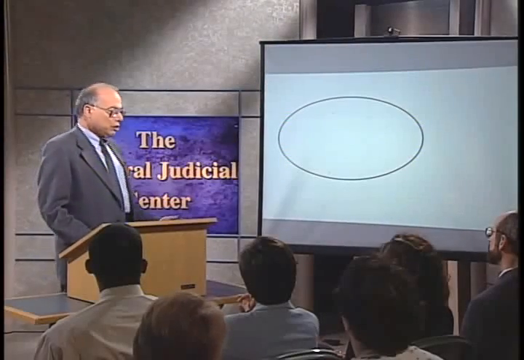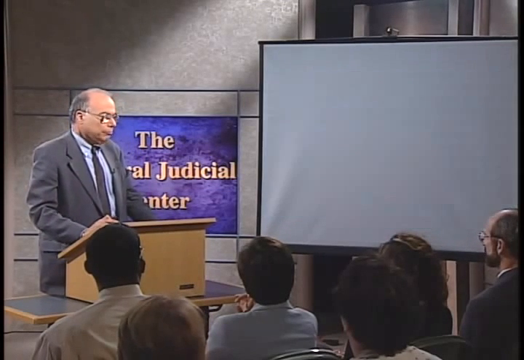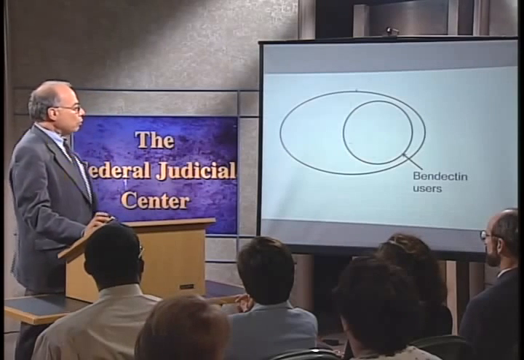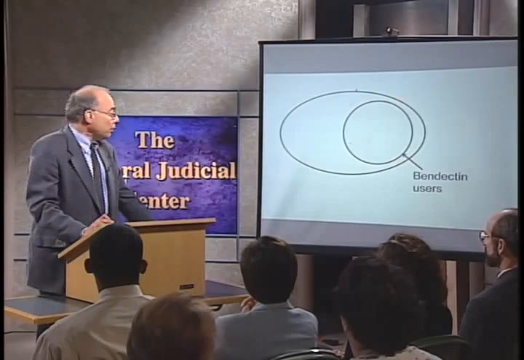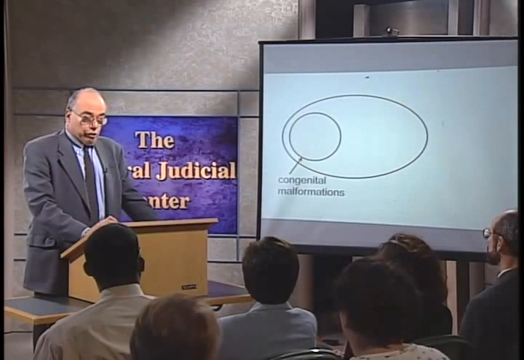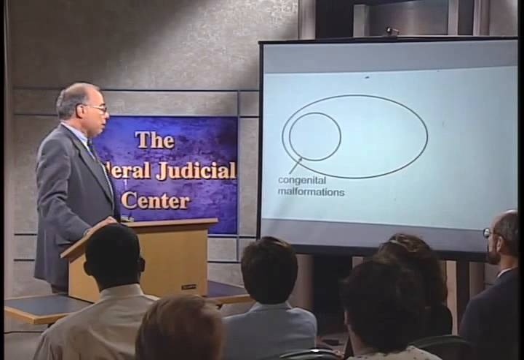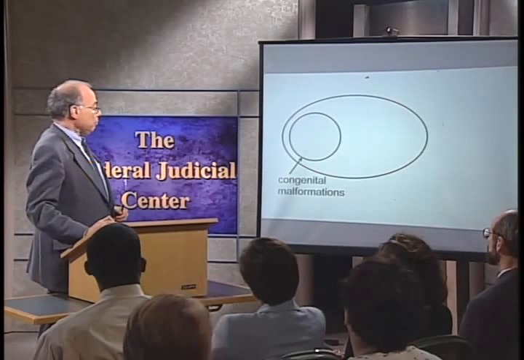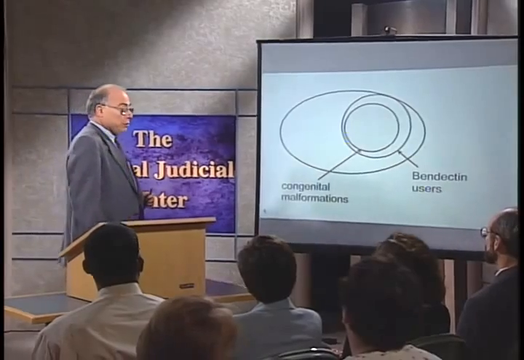This oval, shown diagrammatically, represents a population of pregnant women. Within this oval, there is a subset of women who've used Bendectin in pregnancy, shown by the circle. Within this group of pregnant women, there is also a subset of women who deliver a child with a malformation. Well, what are the possible relationships between Bendectin use and congenital malformations? Let's look at a few scenarios.